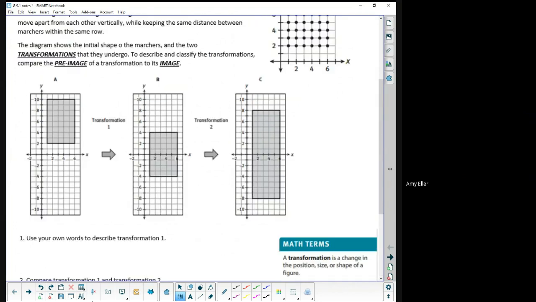So if we look up, was transformation 1 rigid motion? Did I keep the same size and shape? Go ahead and write rigid motion. Rigid, like it doesn't move very well. It keeps the same size and shape. Was transformation 2 a rigid motion? It didn't stay the same size and shape. It got bigger. So I would put not rigid motion.